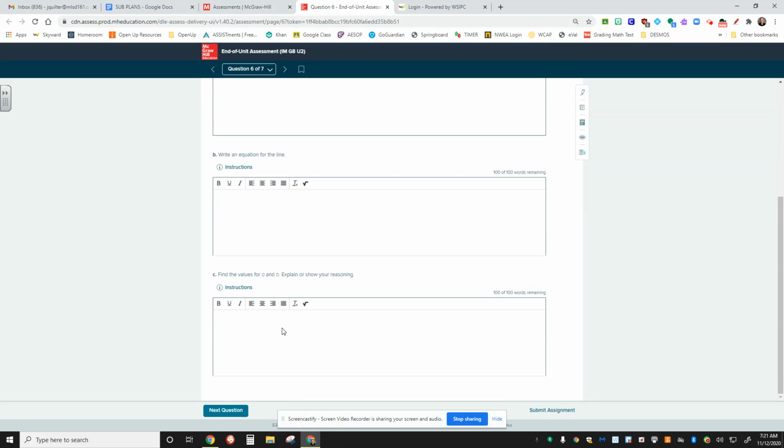Part C, find the values of A and B. So you need to tell me, like on this one, A equals, and then you'll also need to tell me what B equals. And you'll have to explain or show me how you figured those out.